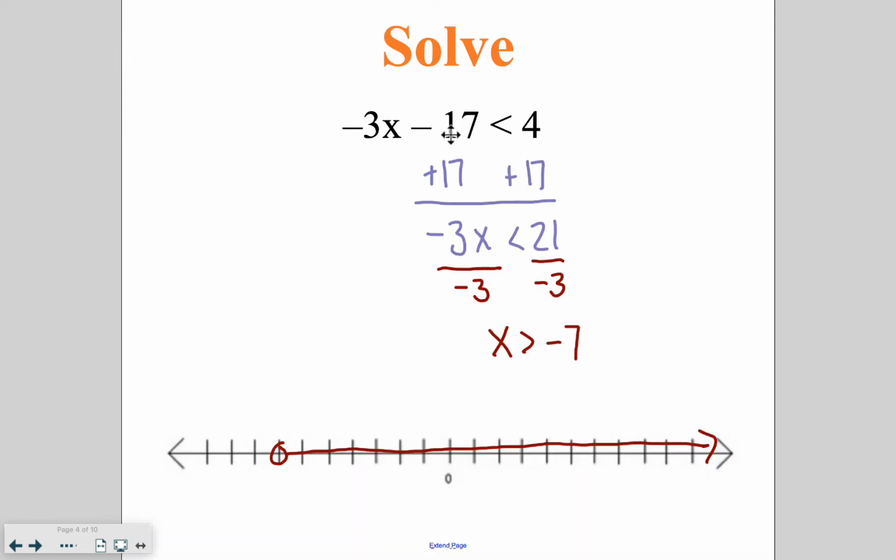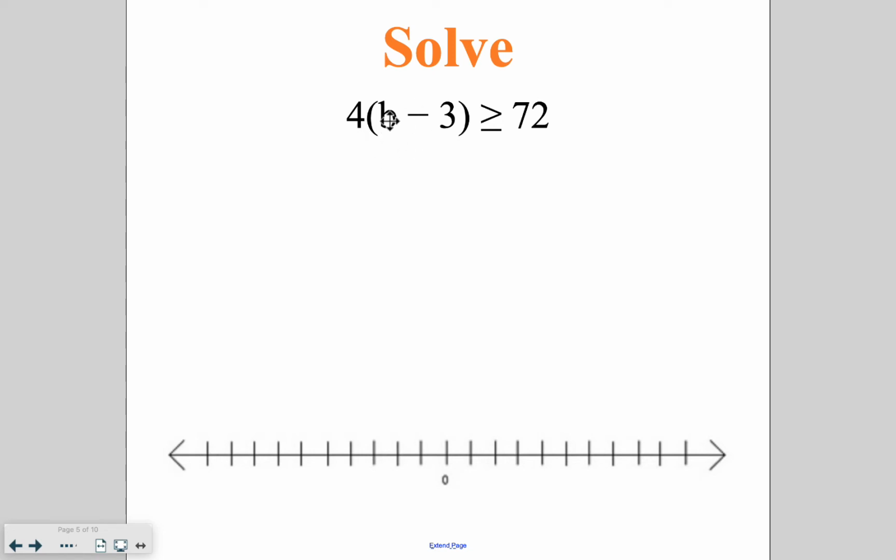We add the 17 and divide by -3. Remember, when you divide or multiply by a negative, you need to flip that inequality sign, so it flips to x is greater than -7, giving you that open dot at -7 and going to the right because we want the values that are greater than -7.